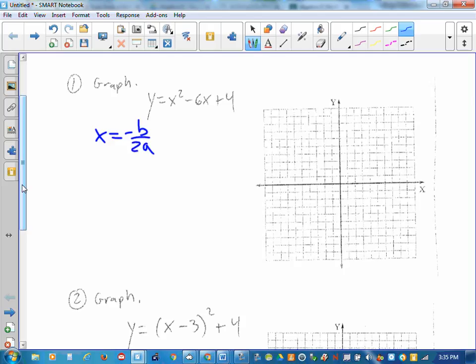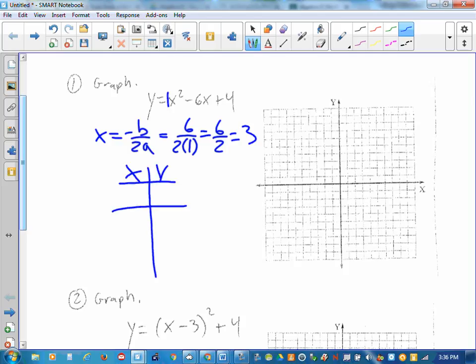B is negative 6, so there's that double negative situation. So we have 6 over 2 times a is 1. So 6 over 2 would be 3. So the x-coordinate is 3. Now I'm going to build myself a table. 3 is the center point, so it goes in the center of the table.